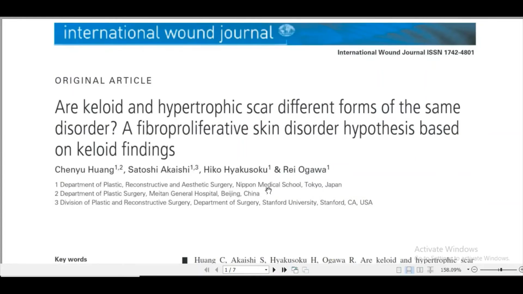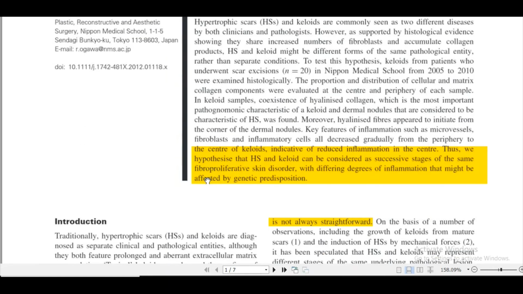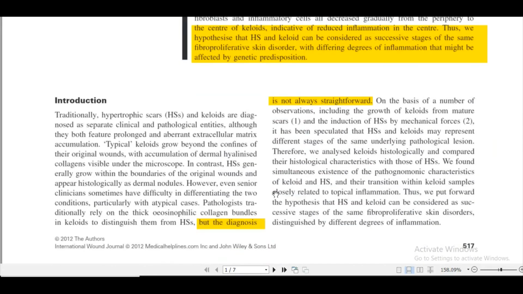Now, if you look at this article in the International Wound Journal, they have proposed, they have actually confirmed, I would say, and I completely agree with this theory, that keloid and hypertrophic scar are different forms of the same disorder. So they hypothesize that hypertrophic scar and keloid can be considered as successive stages of the same hyperproliferative skin disorder with different degrees of inflammation that might be affected by genetic predisposition.